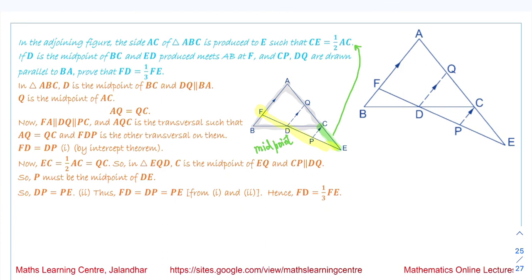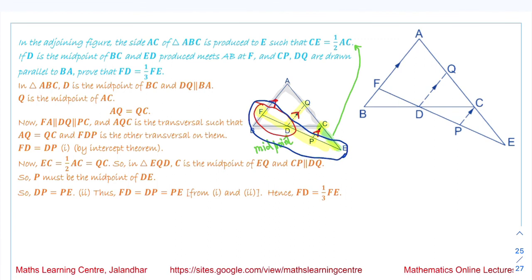Next we have CP and DQ, which are parallel to AB. This is given: CP and DQ are parallel to AB. We have to prove that FD is one third of FE.